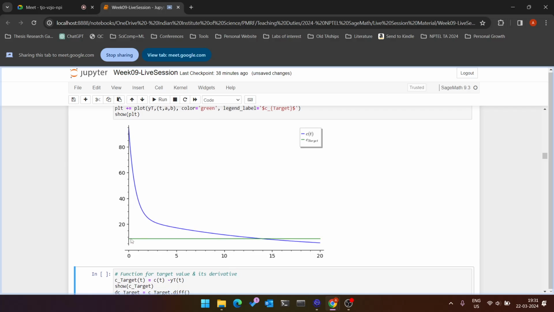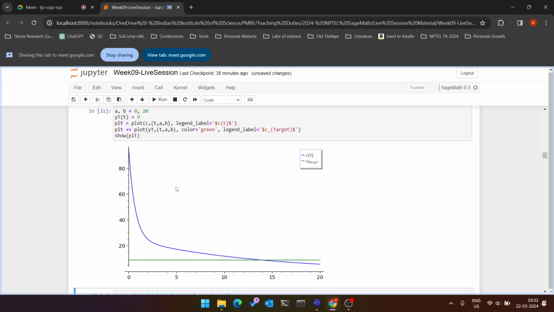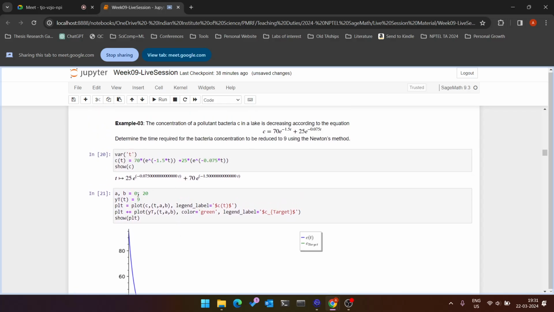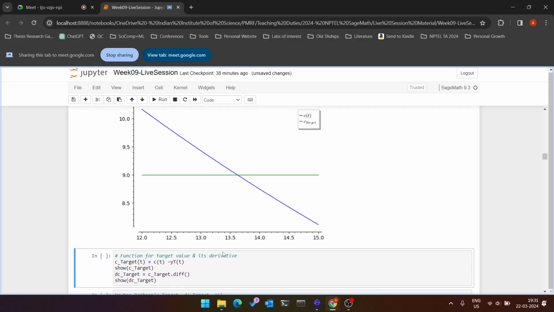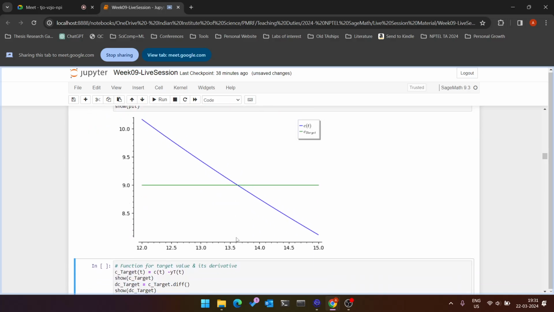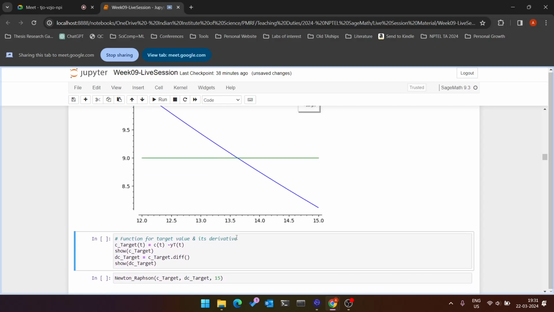We can see that there seems to be a point somewhere around 13 or 14 where the function matches its target value. If I have to see it more closely, I might also refine the plot. So around 13.5, 13.6, I should have an answer. Okay. Next, what do we have?